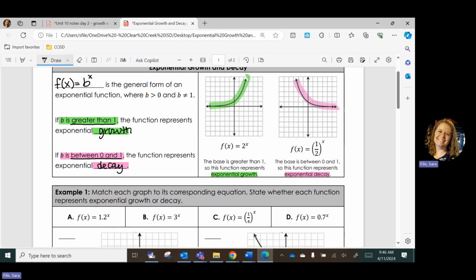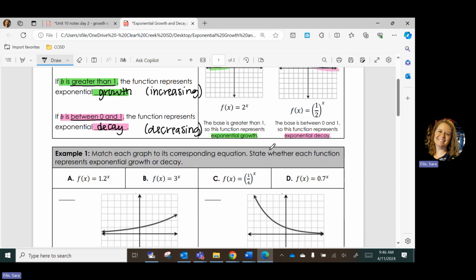So I would actually encourage you to add those words: increasing and decreasing. That's what you're looking for if you're looking at the graph to determine if it's growth or decay. If you're looking at the equation, you're checking out that b value. Is it greater than 1 or is it between 0 and 1?